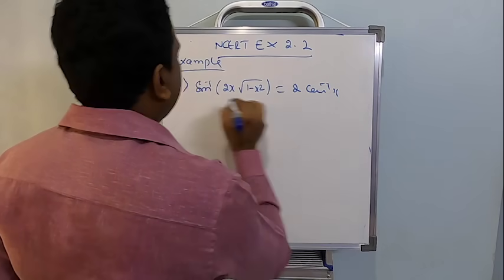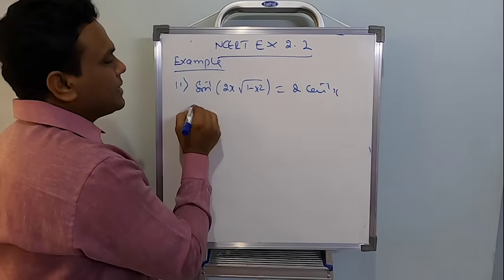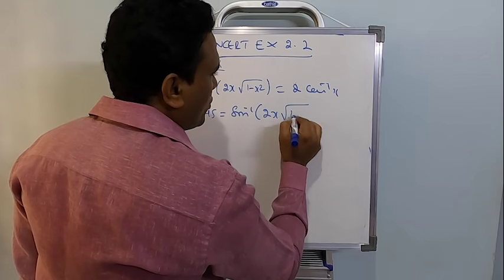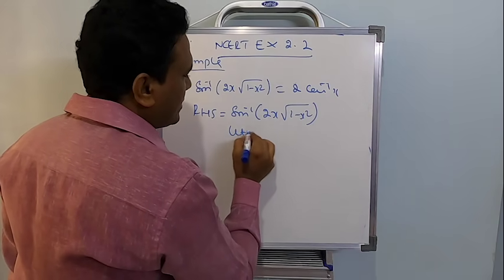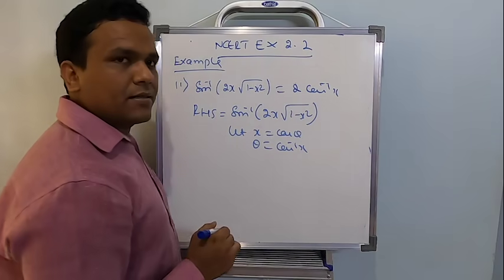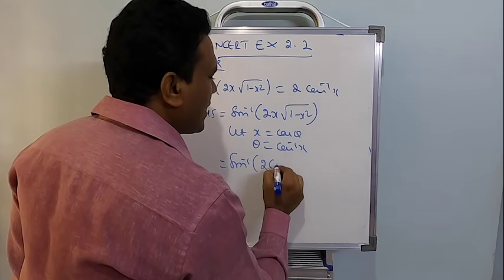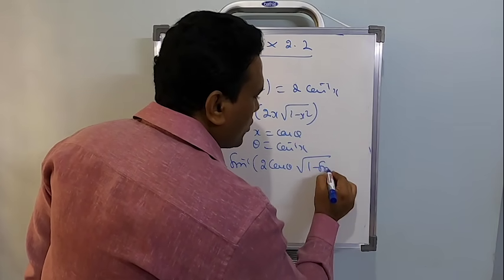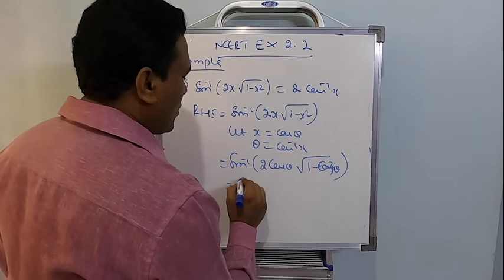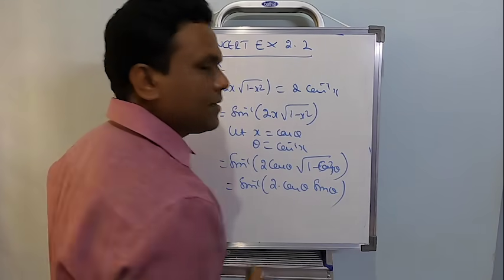The second one is prove that sin inverse of 2x into root of 1 minus x square equal to 2 cos inverse x. This time once again I am going to start with RHS, sin inverse of 2x into root of 1 minus x square. So let us consider x equal to cos theta. Therefore theta equal to cos inverse x. Let us substitute back. Sin inverse of 2 cos theta multiplied by root of 1 minus cos square. Now root of 1 minus cos square will be sin theta. So 2 cos theta multiplied by sin theta.